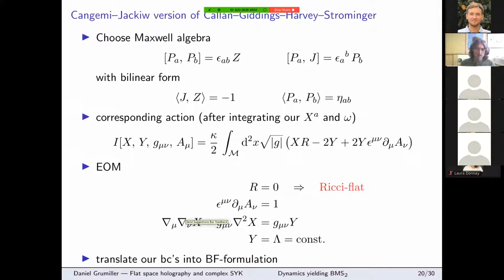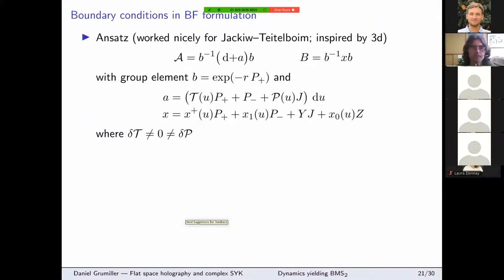Okay, now in order to proceed further, we need to translate our boundary conditions into this BF formulation. So I presented to you boundary conditions on the metric, but I have to translate this into this BF language. Again, I'm sorry for the noise, but it stopped again. So there's some construction going on apparently.